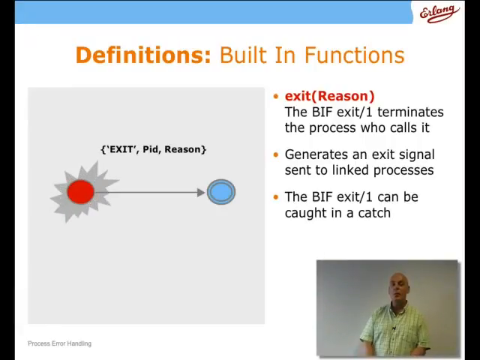It's also possible for a user to program in an abnormal termination using the exit BIF with a single argument. If we call exit with the reason as the argument in a process, that process will terminate abnormally, and that will cause a message to be sent to all the processes to which it's linked, a typical exit message with its PID and the reason, which was the reason passed into the BIF as the reason for termination.